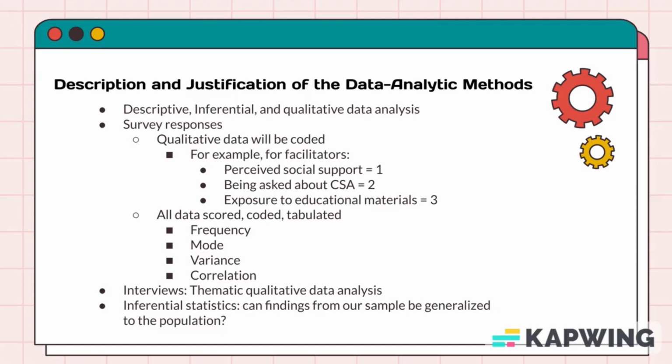Once data is scored, coded, and tabulated, some useful descriptive statistics to calculate will be frequency, which will allow us to describe our sample and to determine how closely it resembles our population. Mode will identify details such as the most frequently reported CSA disclosure facilitators and barriers. Calculating variance will enable us to determine correlation among variables, and correlation will illustrate relationships between variables such as age and disclosure status or gender and reported disclosure facilitator.